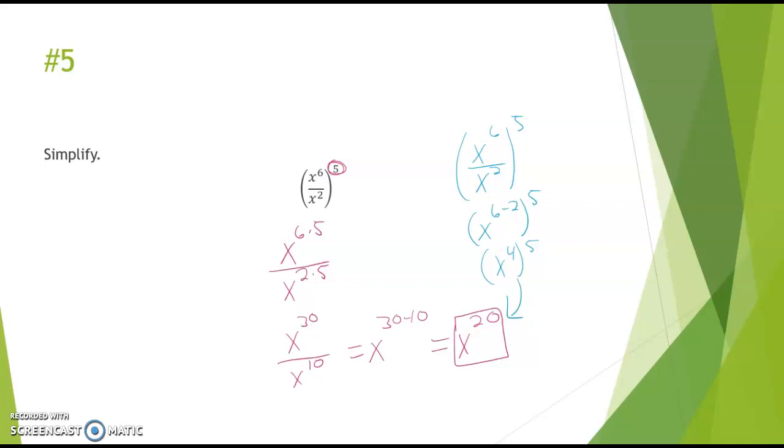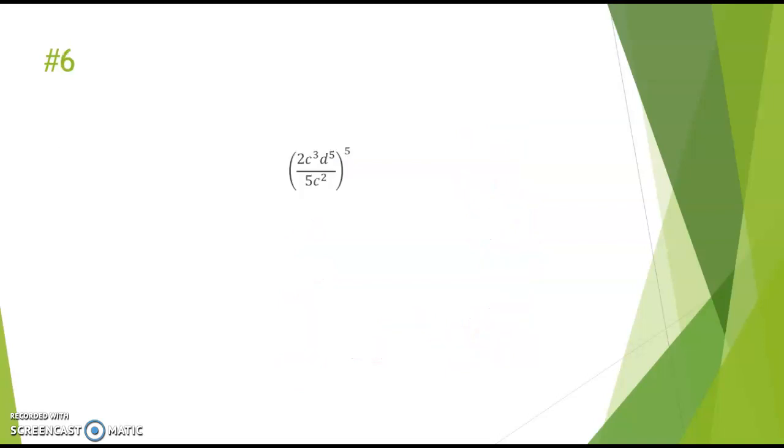And we're going to go over one more like this one. So we're going to look at another one. It's going to be a little bit more complicated though. So notice once again that I've got this 5 out here. So I'm going to use the power of a power. That means that it distributes to every single thing inside of the parentheses.